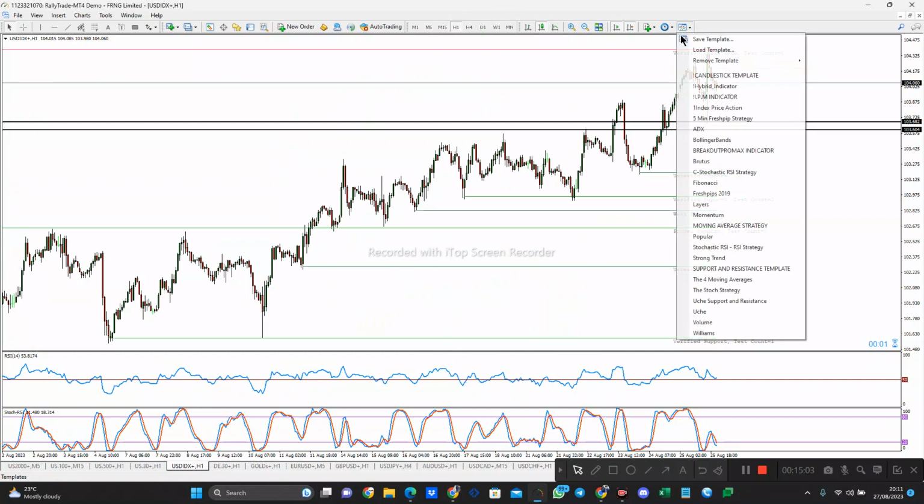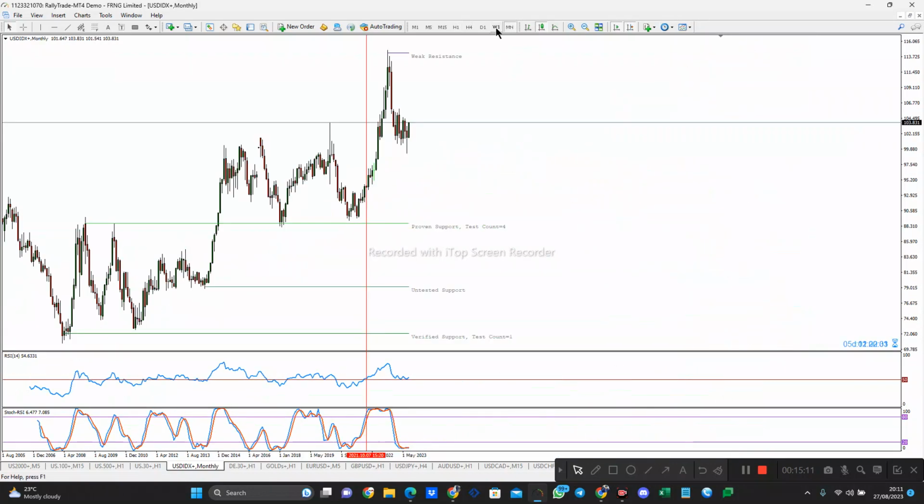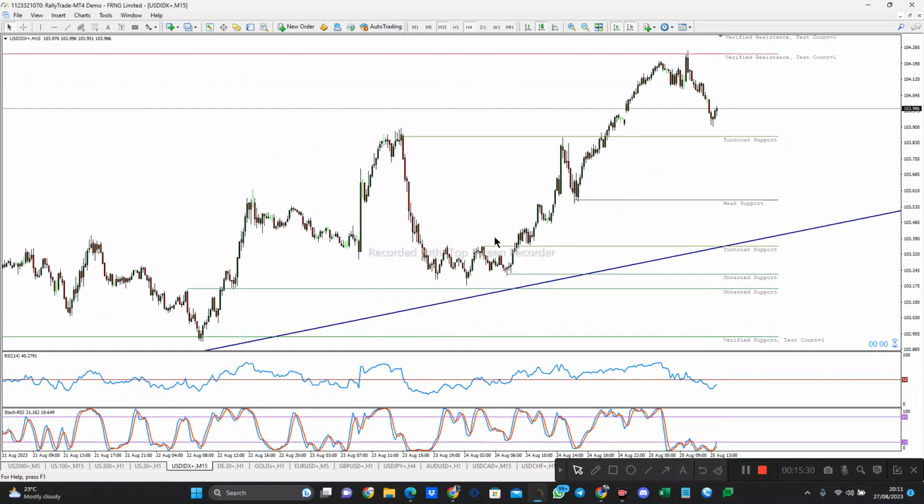Okay, let's see what is happening on the dollar index. Dollar index is also an index. Let us see what's happening there. Okay, look at the dollar index. That's been in an uptrend for a very long time. Can you see that? Can you see that, right?